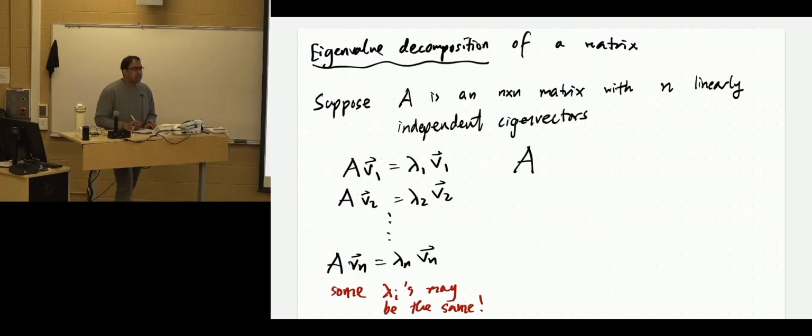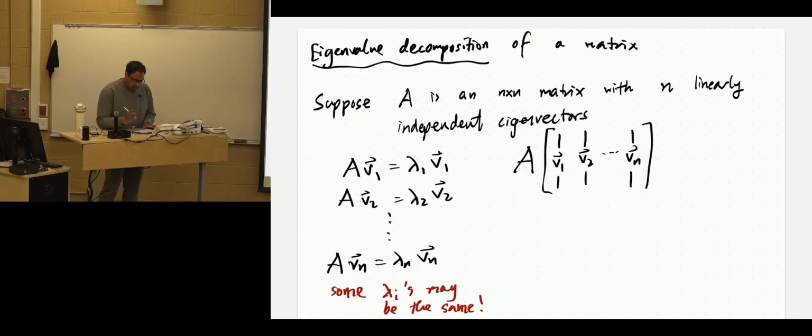What would happen if I tossed all n of these eigenvectors, V1 through Vn, in a matrix, and I turn them into columns of a matrix? So here's what I mean. Suppose I make a matrix whose first column is V1, whose second column is V2, and whose last column is Vn. This matrix, I'll call it V.